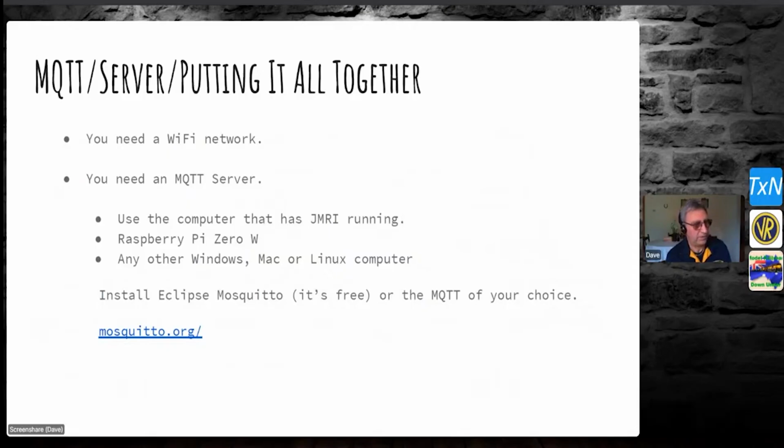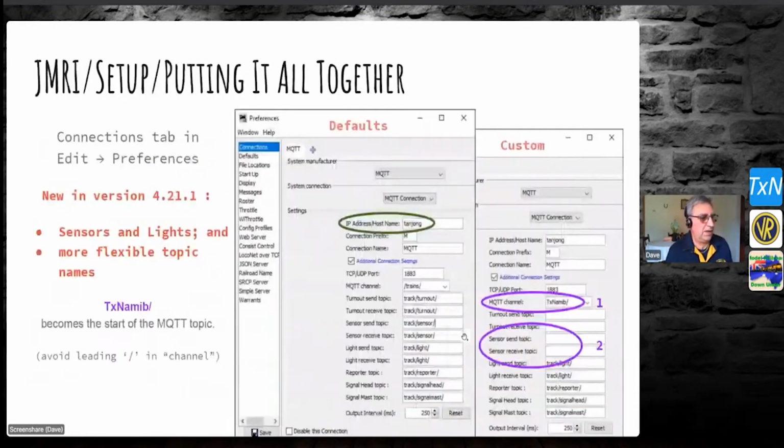There are a number of MQTT products around, but the common one that we use is Mosquitto. That's not a typo, it is a double T. And that's free software, so that's easy for us. So that's all there is for the broker, the server. Now we'll have a look at JMRI.